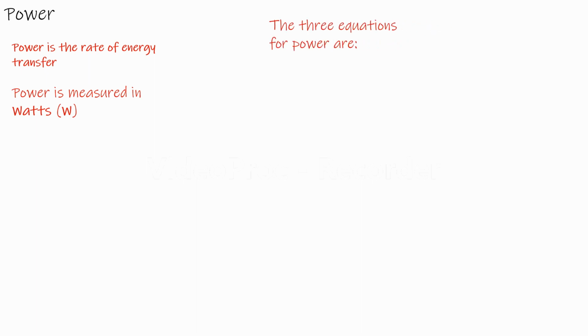Now, we can start by saying that power is the rate of energy transfer, or the amount of energy that is transferred per second. It is measured in watts, which are generally written as a capital W. There are three equations that you need to learn for power, and you will need to remember these.